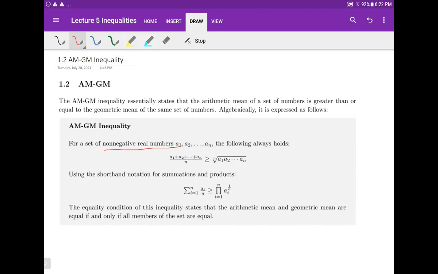And next, the equality condition of this inequality states that the arithmetic mean and geometric mean are equal if and only if all members of the set are equal. So the left-hand side, the arithmetic mean, is always greater than or equal to the right-hand side, but it's only equal when all the members are equal to each other.